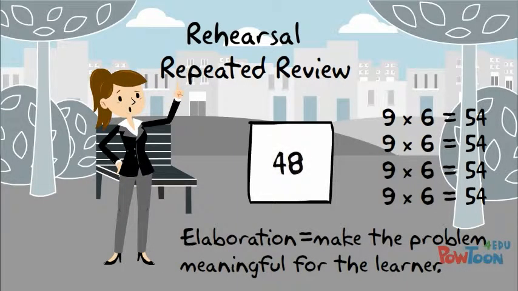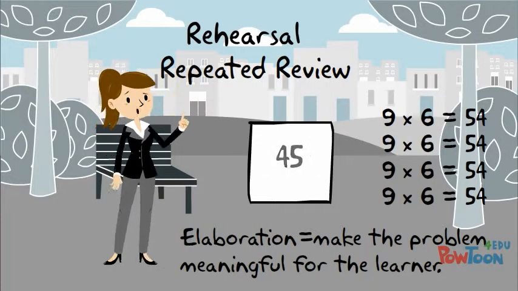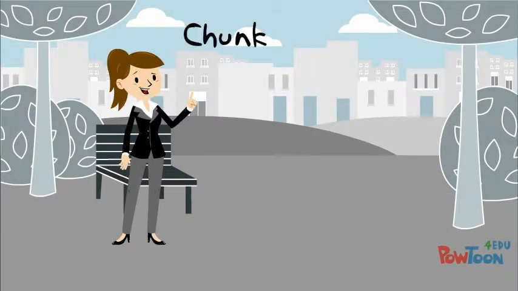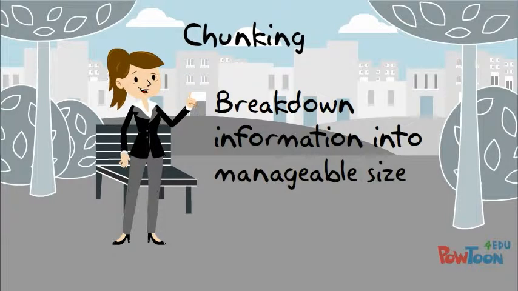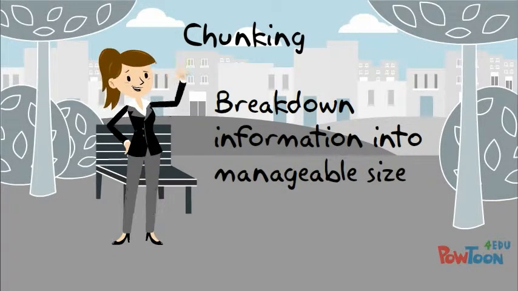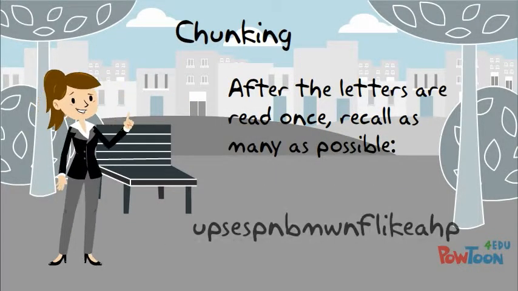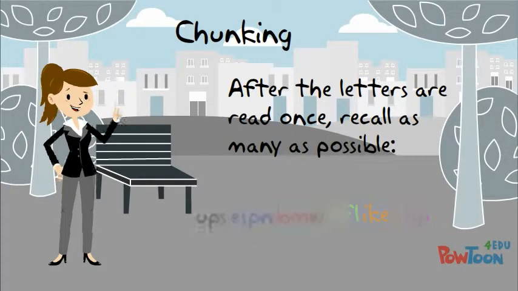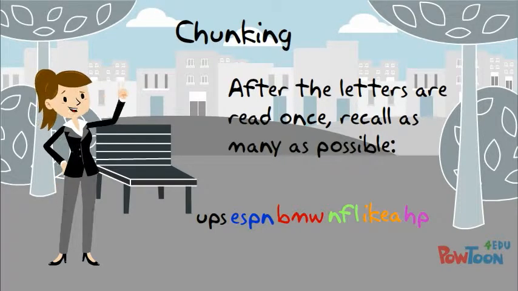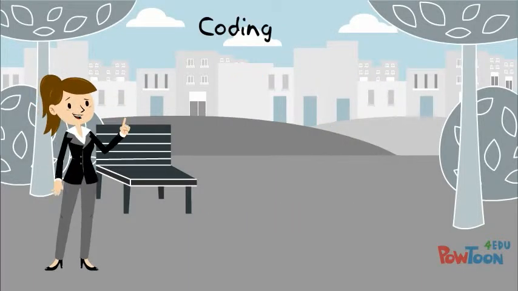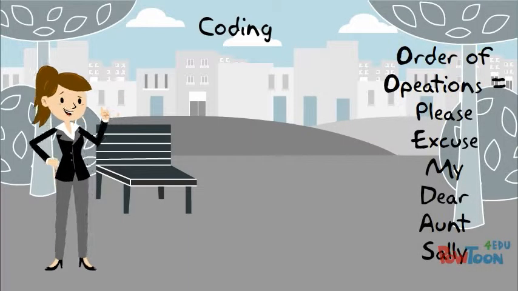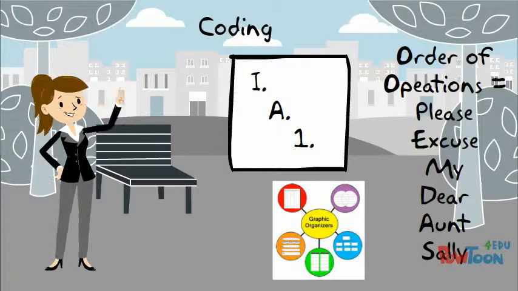Elaboration during rehearsal can help solidify the information in long-term memory. Chunking is the process of breaking down large amounts of information into manageable parts to enlarge the capacity of short-term memory. For example, a learner is given a list of 19 letters, which exceeds short-term memory's capacity. The learner can chunk the letters into 6 pieces, which is easier to remember and fits within the short-term memory's capacity. Coding is the process of converting information into a usable form, such as mnemonics, outlines, and graphic organizers.